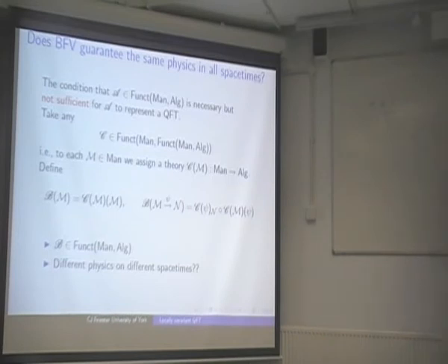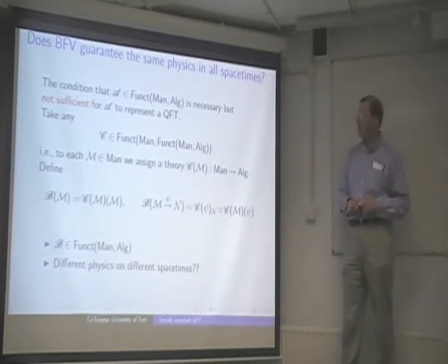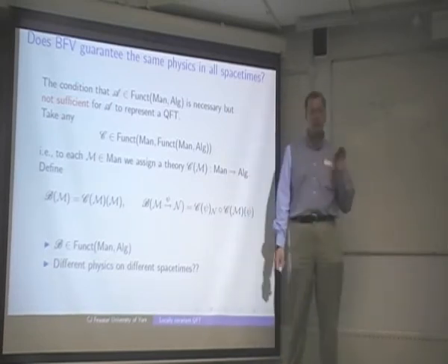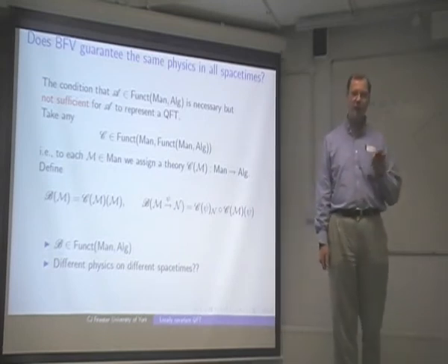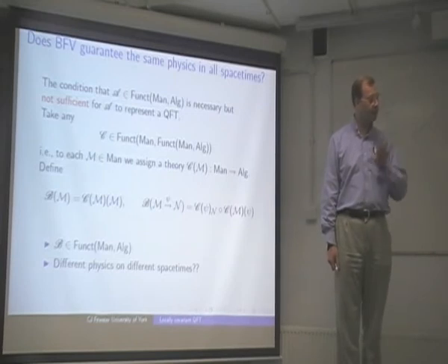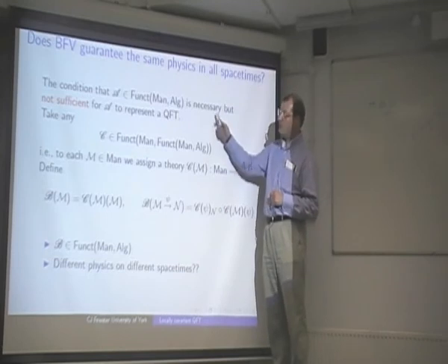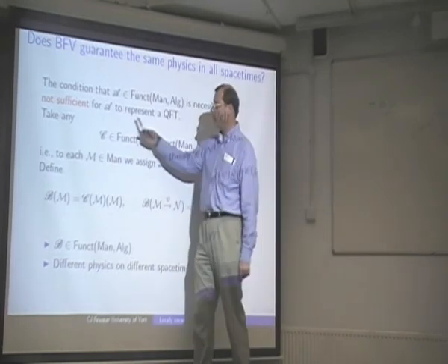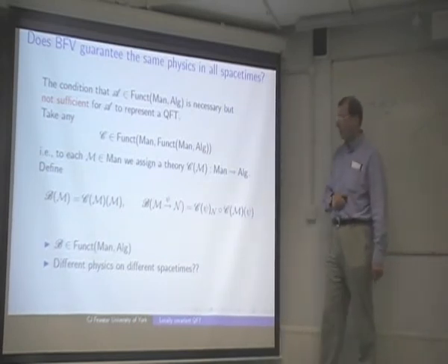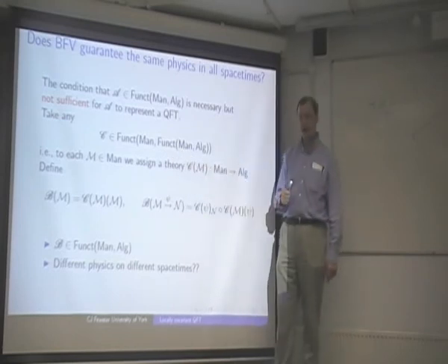Now, for the last part of the talk, what I want to do is look at the question of whether this condition that BFV set down is actually enough to do what you really want, which is to guarantee that you have the same physics in all space-times. It seems very reasonable on the surface. Actually, it turns out that it is necessary, but certainly by no means sufficient for this to represent a quantum field theory. And you can, of course, do it by playing a typical mathematical game.